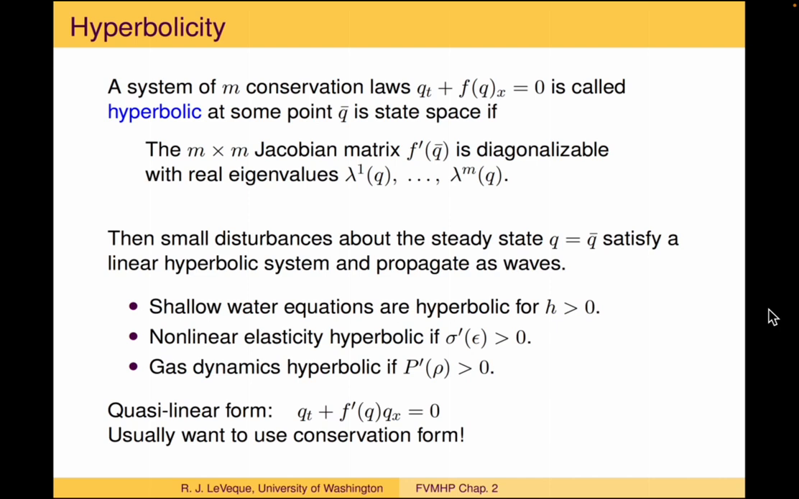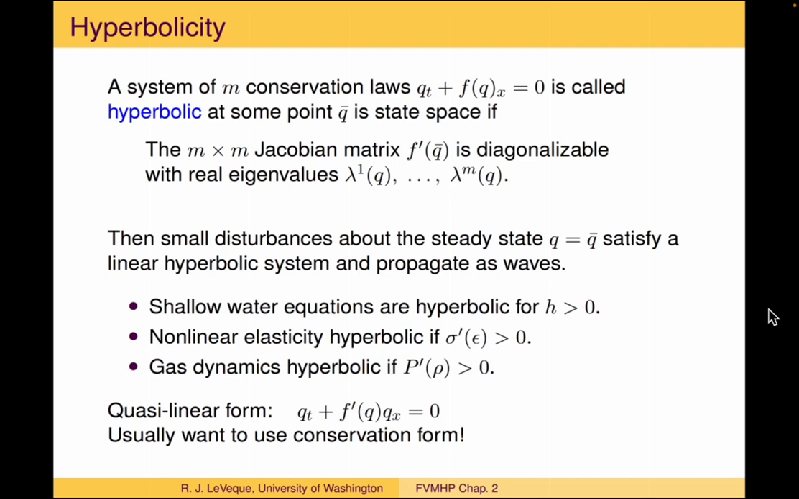So we'll see various examples as we go along of situations where you get hyperbolicity provided certain conditions are satisfied. We'll look at the shallow water equations later, where we look at the depth of a fluid H, and as long as that's positive, the shallow water equations are hyperbolic. Nonlinear elasticity is also mentioned in the second chapter of the book. There's a general nonlinear stress-strain relationship, and there has to be some condition that the derivative of the stress with respect to the strain has to be positive in order for it to be hyperbolic.